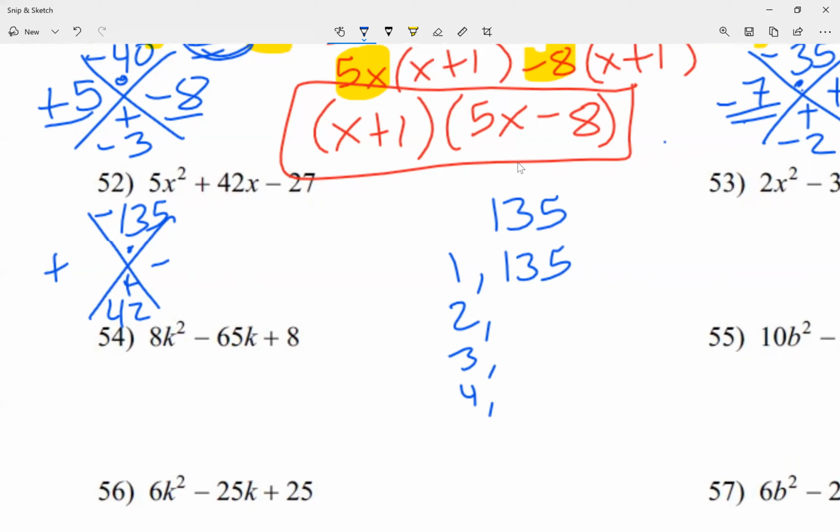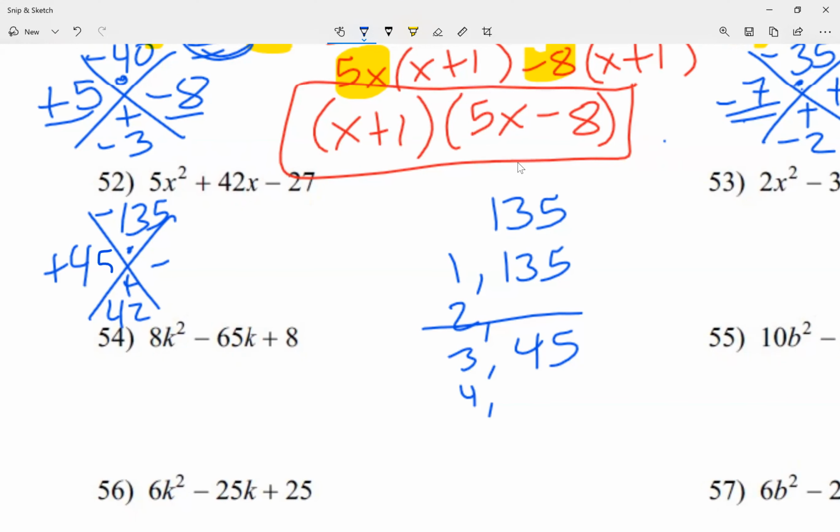Then I would say 135 divided by 2 gives me a decimal, so that one doesn't work. 135 divided by 3 gives me 45. So 3 times 45 equals 135, and I know if I subtract those two numbers, I get 42. All right, so there, I found it. I'm going to say positive 45, negative 3. That's what I was looking for.